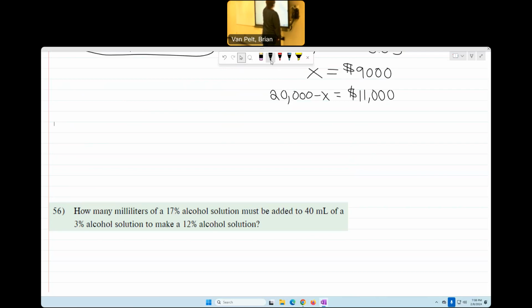The only problem is, I don't know the quantity. How much do I have at 12%? Isn't that what we're trying to find out? No. We're only trying to figure out the value of X, actually. That's all it asks you. How much total liquid is in there?